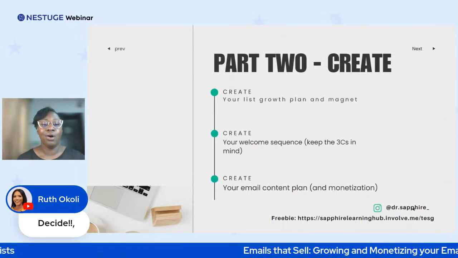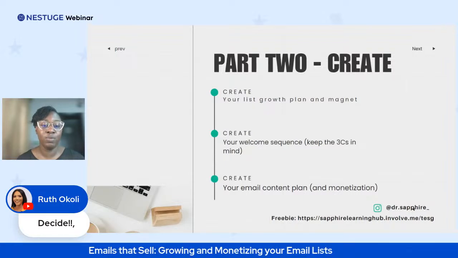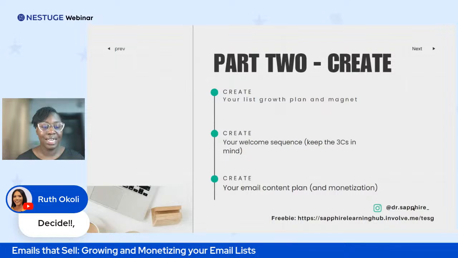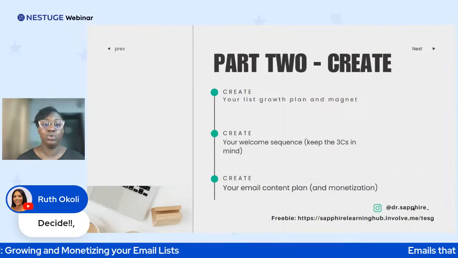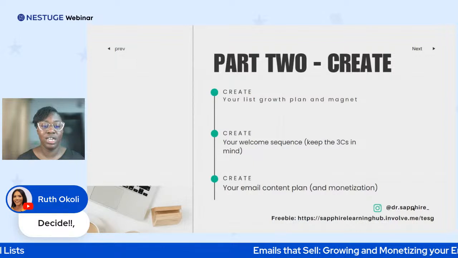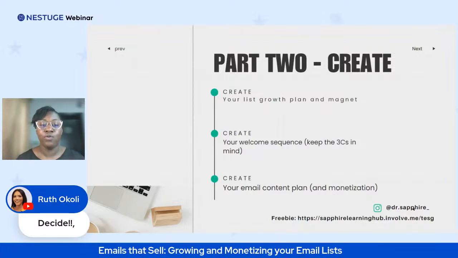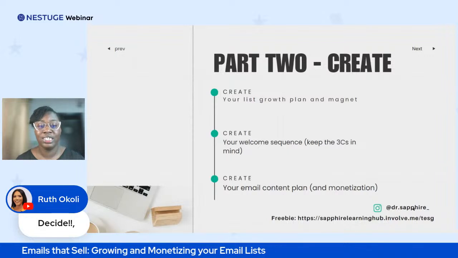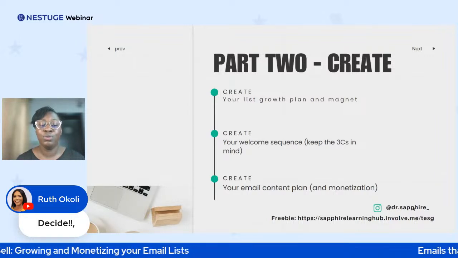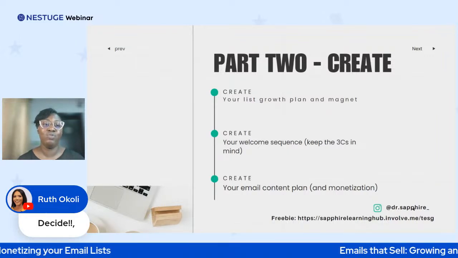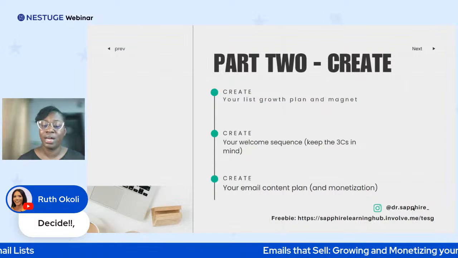Okay. Now, once you have done 1 and 2, the final thing you want to create is your email content plan. For me, I send emails 3 times a week. So in my email content plan, I would have 3 emails a week. It's like your content calendar in that particular plan. And of course, I would have my plan for monetization, because for you to do emails that sell, you need to even be willing to sell and you need to plan to sell.